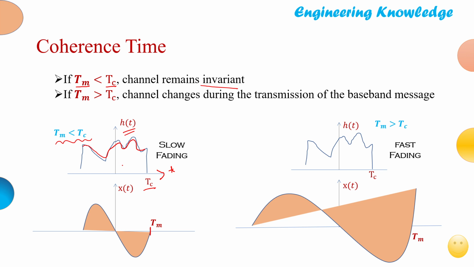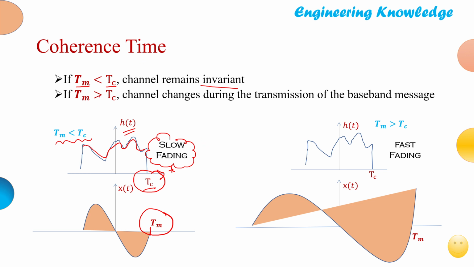So this kind of fading is termed slow fading. Slow fading is a concept in which the channel coherence time is larger than the time period of the signal that is being sent through the communication channel.